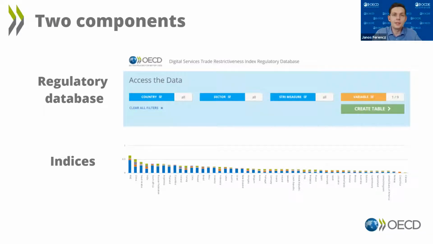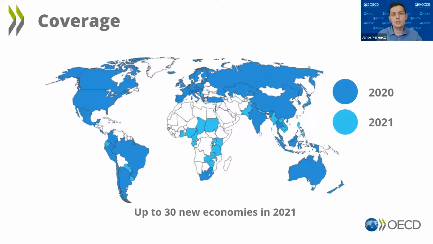The digital STRI is a subcomponent of this broader project, where we look specifically at barriers that affect digitally traded services. Essentially, there are two main components. The first one is a regulatory database that collects information from laws and regulations in a systematic and comparable way. And the second component is a quantitative index that translates this qualitative information that we collect in the regulatory database into comparable composite indices.